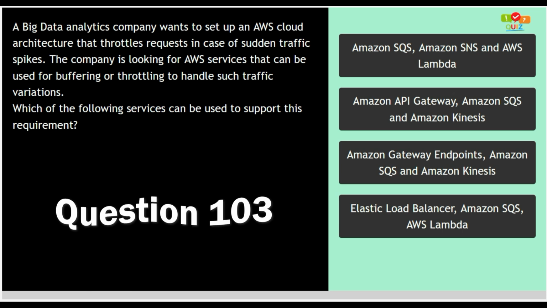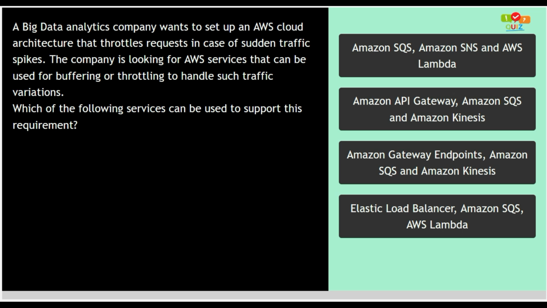A big data analytics company wants to set up an AWS cloud architecture that throttles requests in case of sudden traffic spikes. The company is looking for AWS services that can be used for buffering or throttling to handle such traffic variations. Which of the following services can be used to support this requirement?